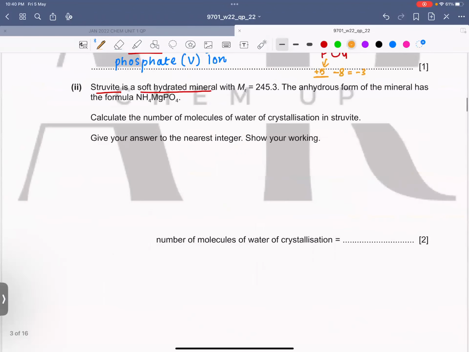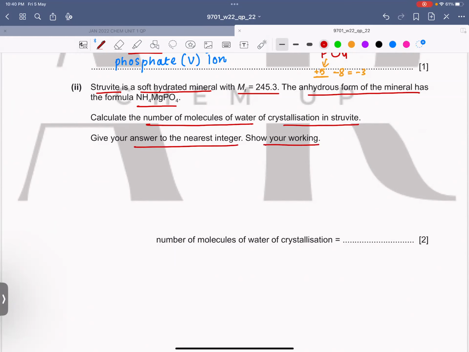Okay. Now, struvite is a soft hydrated mineral with the MR 245.3. The anhydrous form of the mineral has the formula NH4MgPO4, so ammonium magnesium phosphate. Calculate the number of molecules of water of crystallization in struvite. Give your answer to the nearest integer, show your working.